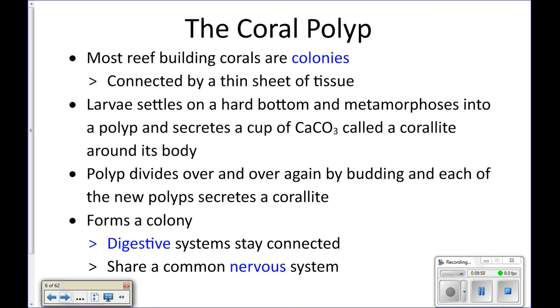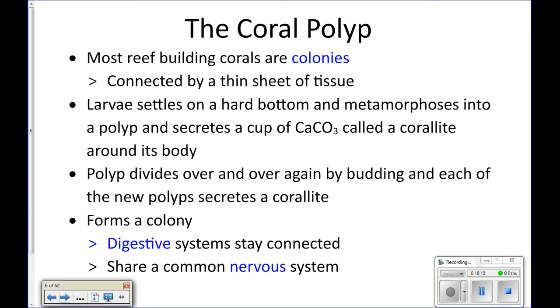Okay, and so they keep growing. They actually grow up and out. So you start off with the one polyp, and then it divides, becomes two, and it grows up and out as it divides. And each of those new little polyps creates their own little spot that they sit in, their own little calcareous cup. And eventually it looks something like this, okay?